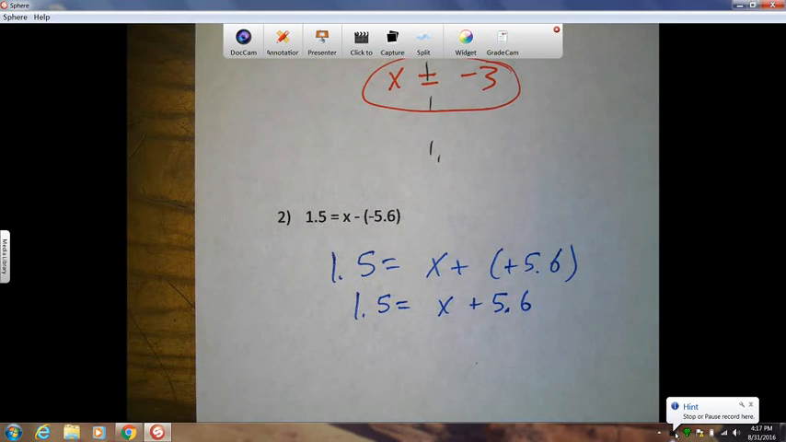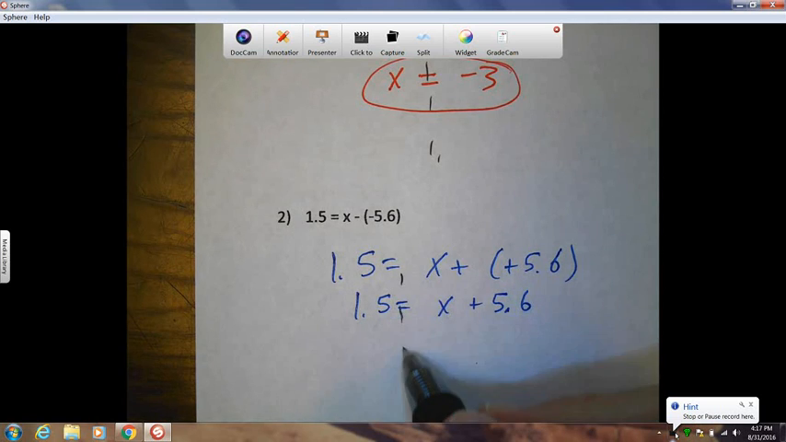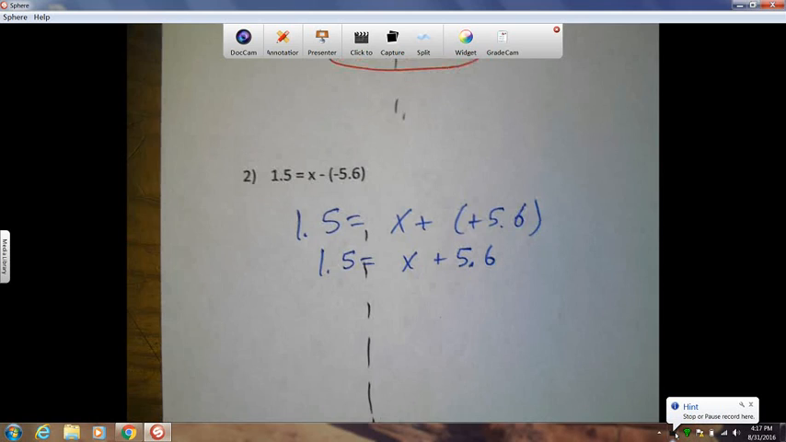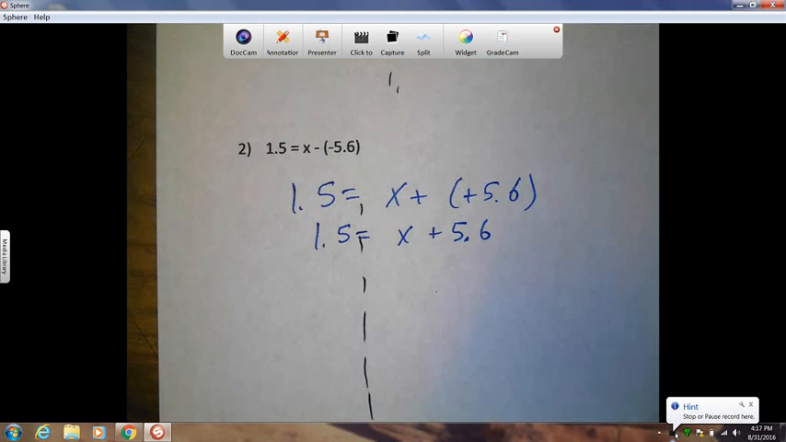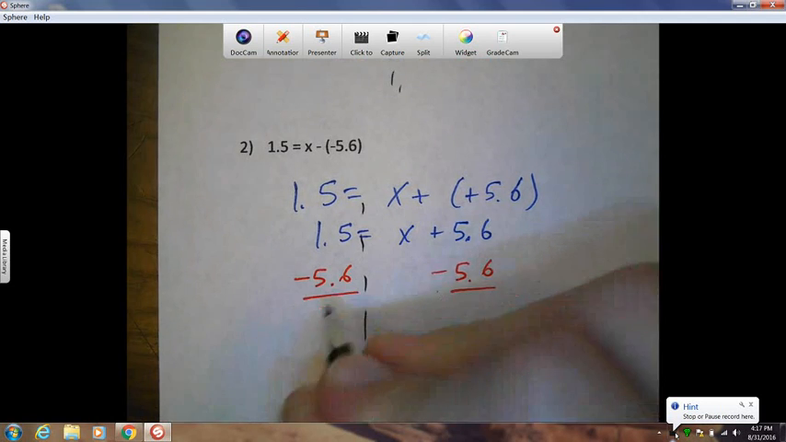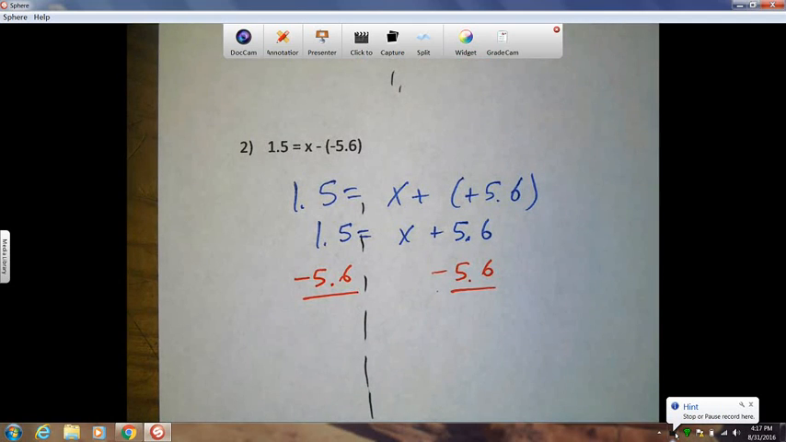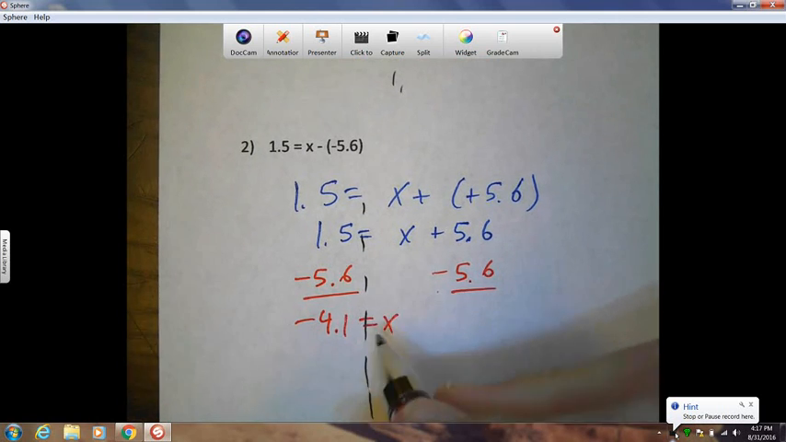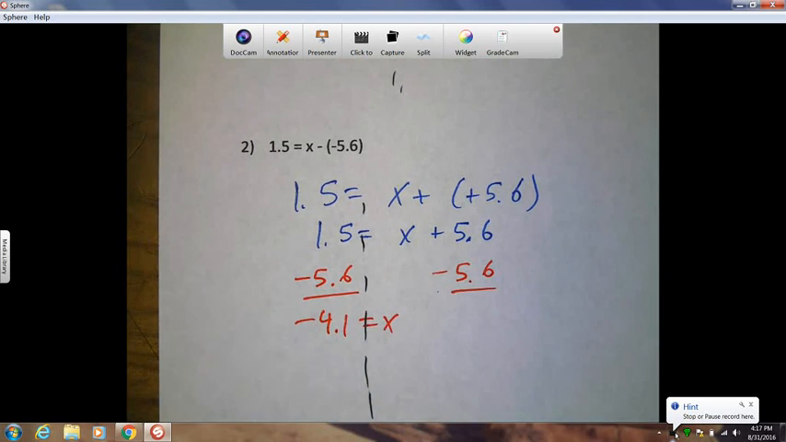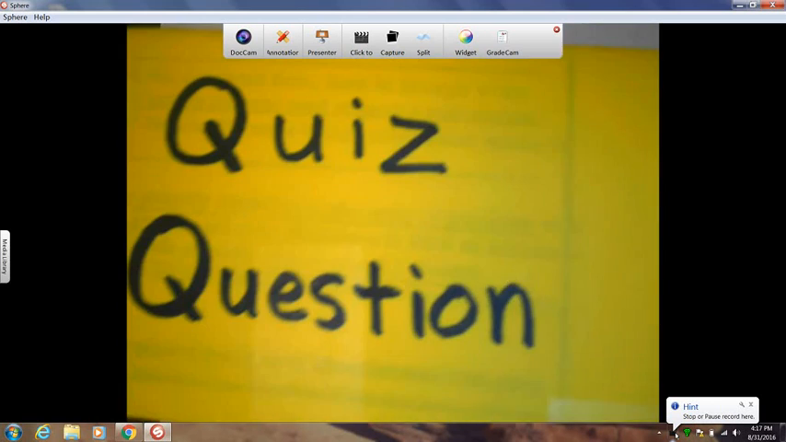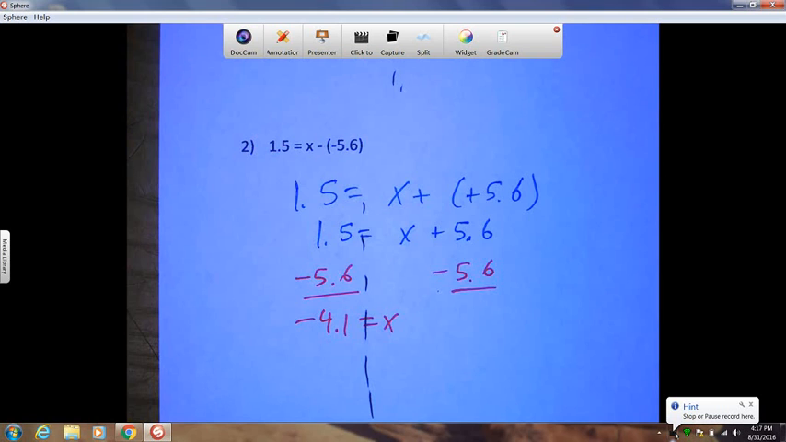There's my equal sign. Because it's plus 5.6, I'm going to subtract 5.6 on both sides. And so I get that. But remember, make sure you pay attention. Alert. Addition of the opposite when you have 2 of those. 2 marks with the pencil.